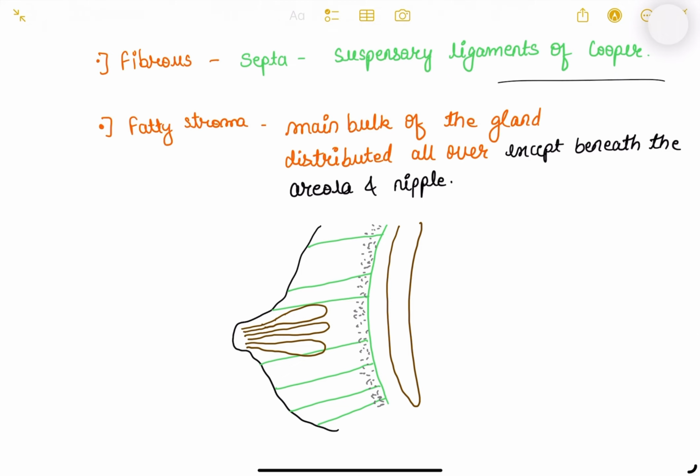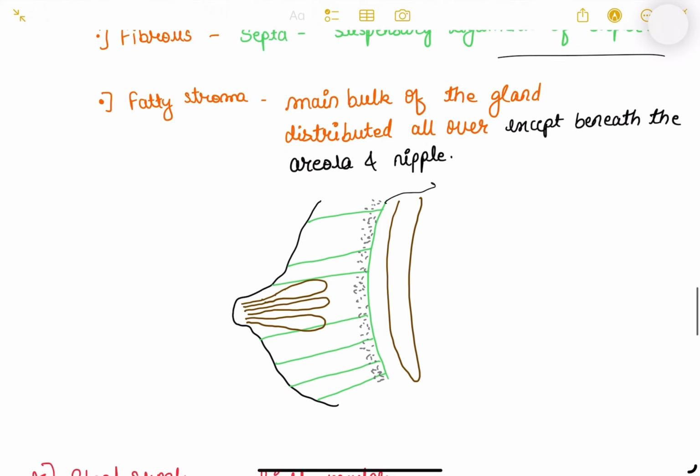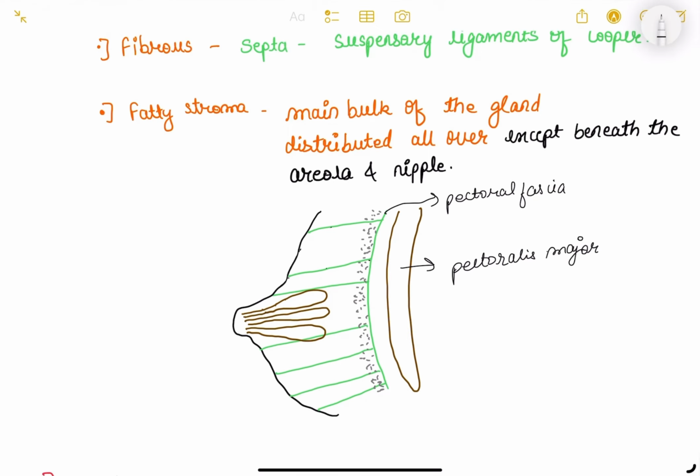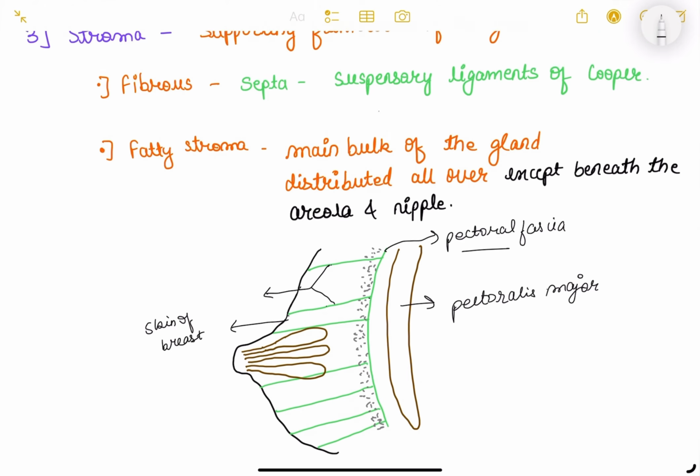This is our pectoral fascia, which is covering our underlying pectoralis major muscle. The septa or the suspensory ligaments of Cooper are basically going to adhere this pectoral fascia to the skin of the breast. These are called the suspensory ligaments of Cooper.